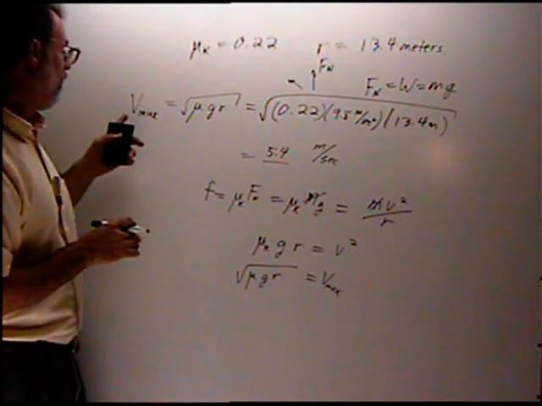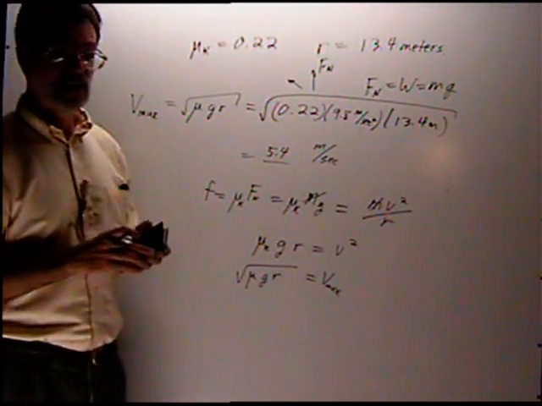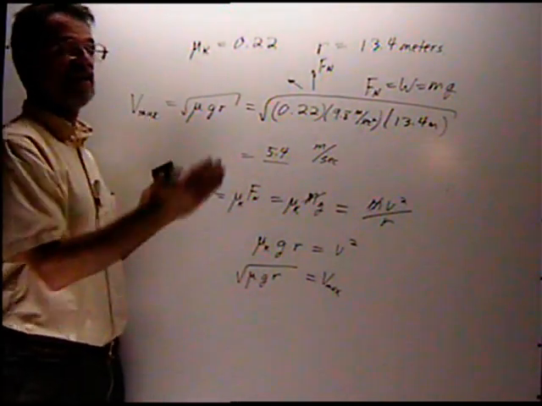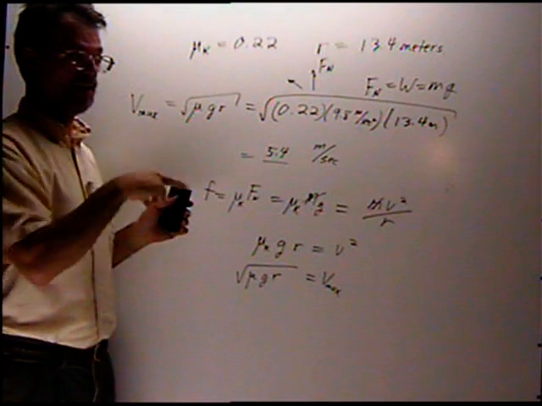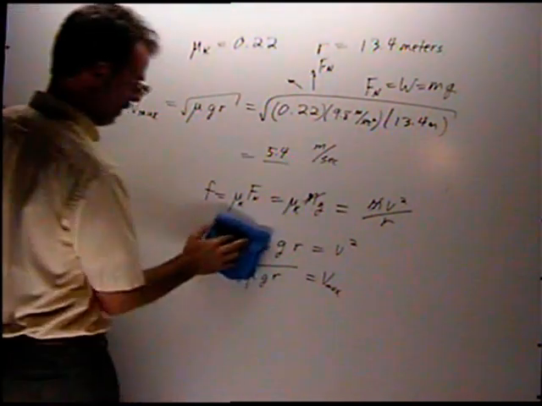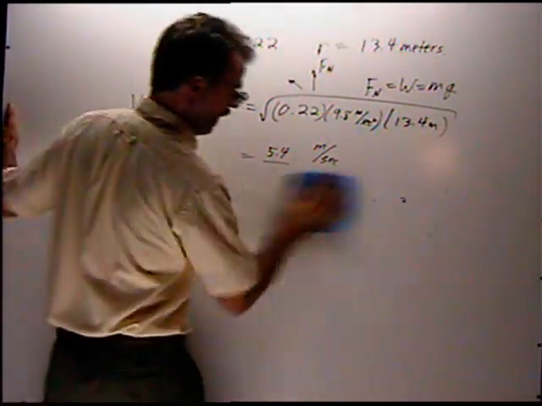So that will be the maximum velocity that car could go and still maintain a circular pattern. Okay. On to question number 5.